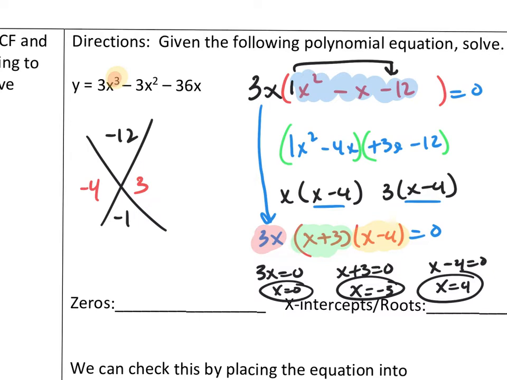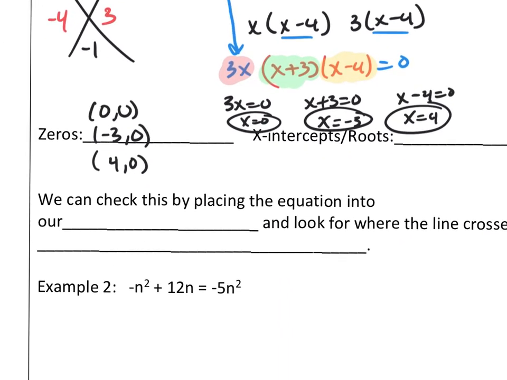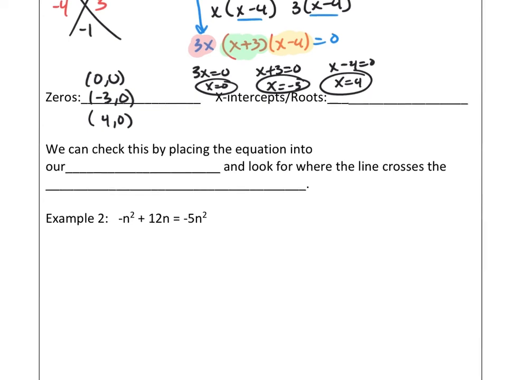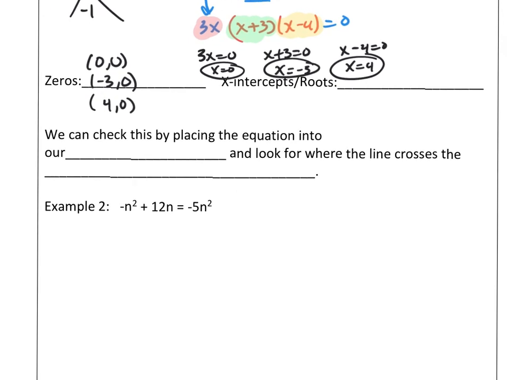So coming over here and filling in my zeros, first one is going to be (0, 0). Second one is going to be (-3, 0). And the final one is going to be (4, 0). Those give me my 3 solutions that I knew that I should have when I'm done with my solving on my polynomial.